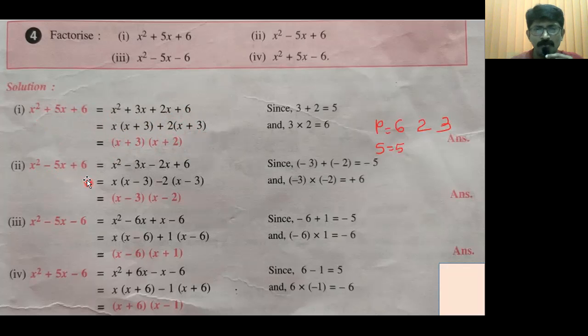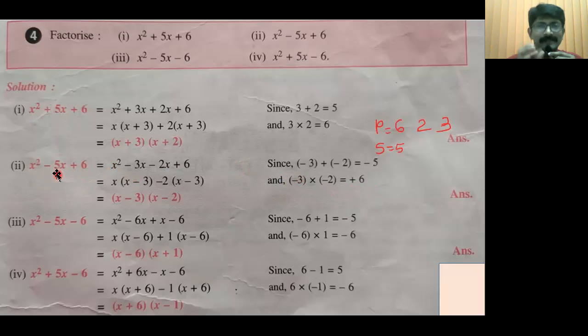Now, if you notice very carefully, I have not changed the sum. I have just changed one sign. This was positive 5x and now this is x square, negative 5x plus 6. Students, understand, with one example, I want to teach this entire topic. So x square minus 5x plus 6. Again, the product would be positive 6 and the sum should be negative 5.